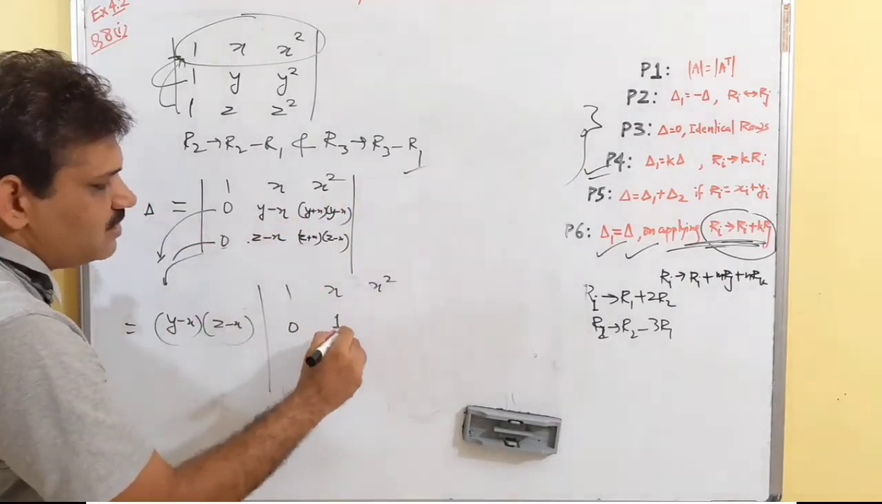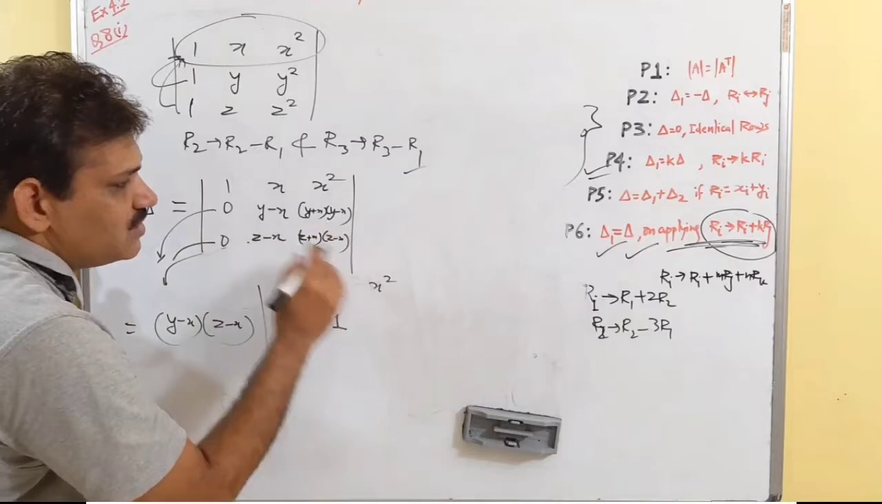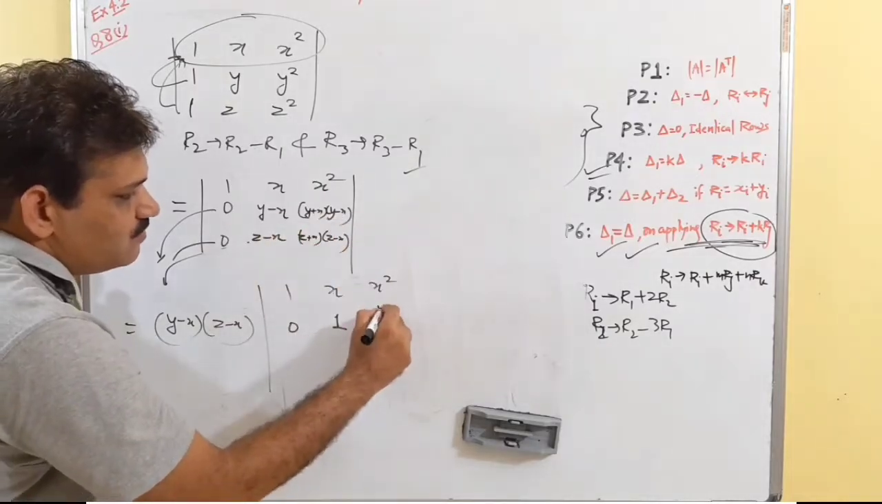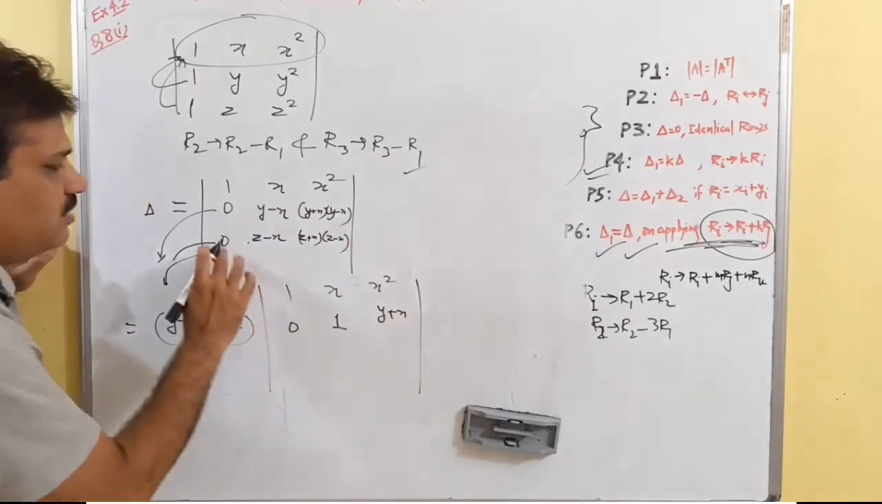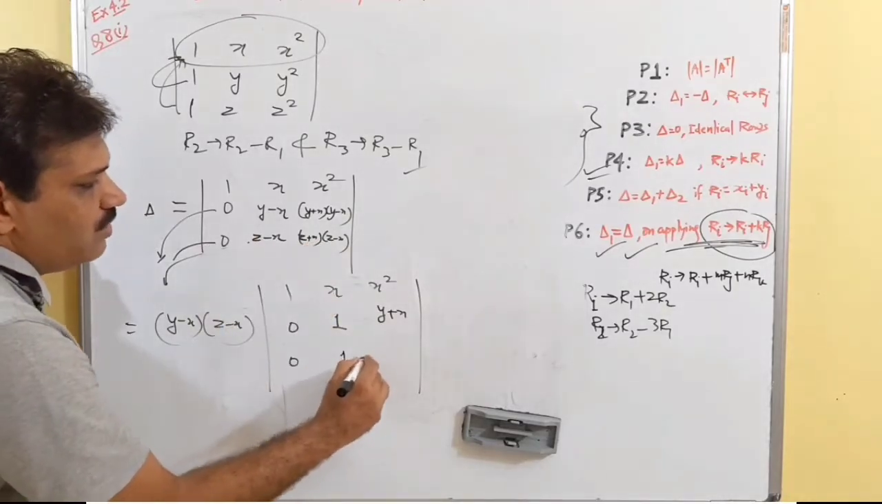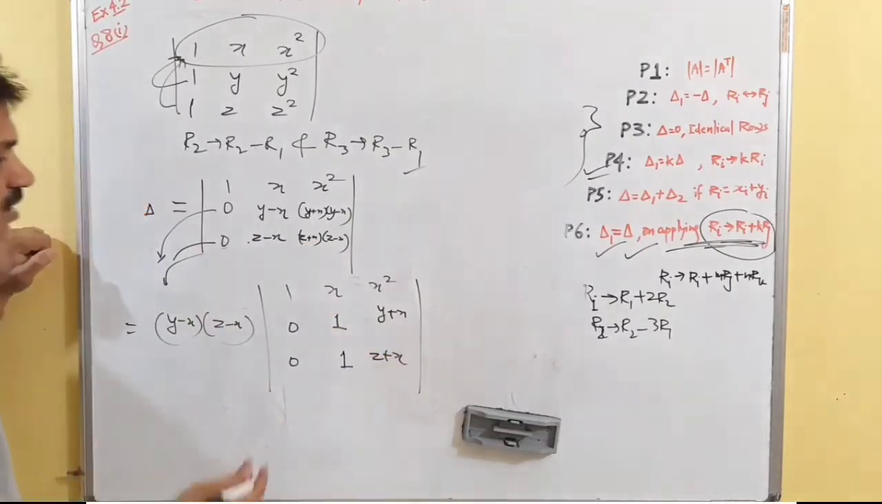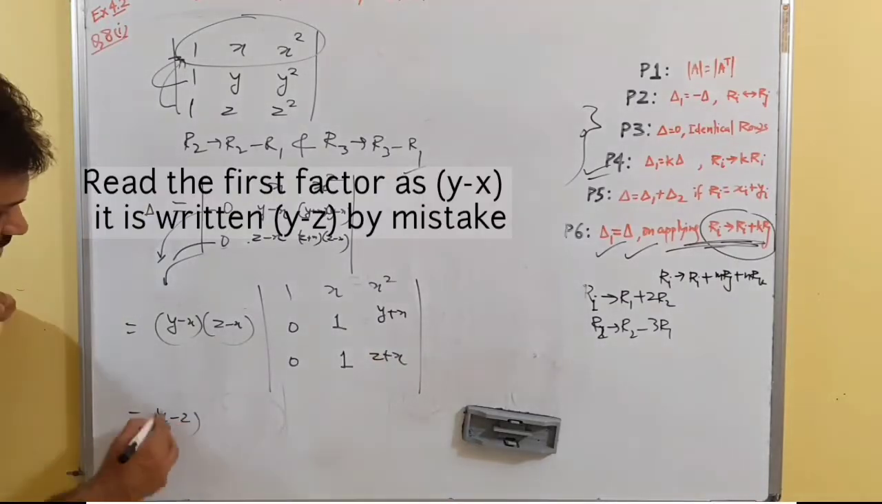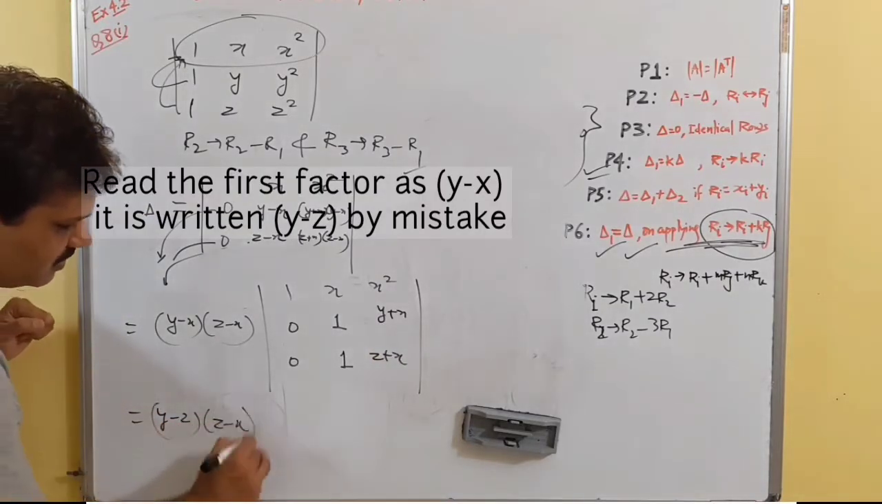Y minus x upon y minus x is 1. Y plus x into y minus x divided by y minus x gives me y plus x. Here z minus x is common. So 0, 1, z plus x. Now expanding along y minus z into z minus x.